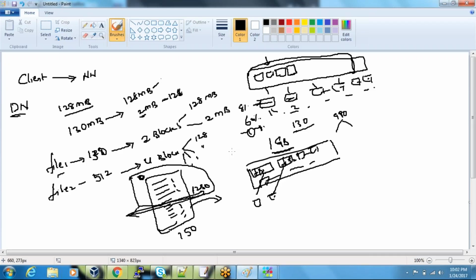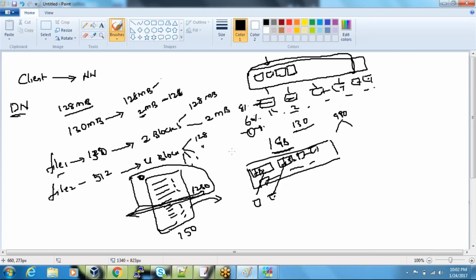Even for the image? Even for an image, any type of data you load. Whatever the data you're putting into HDFS, it will just break into pieces based on the block. Yes, it is the same. The same way it stores the data.